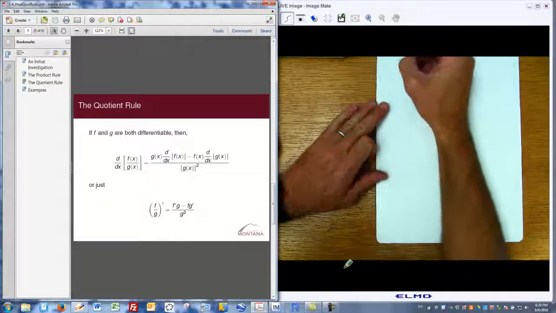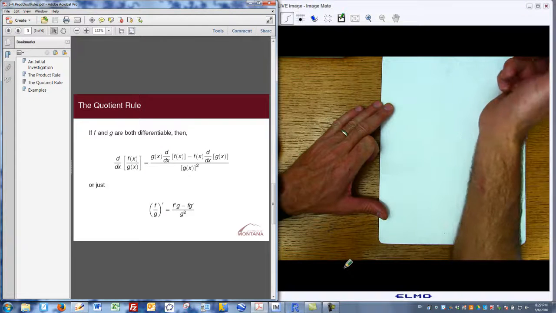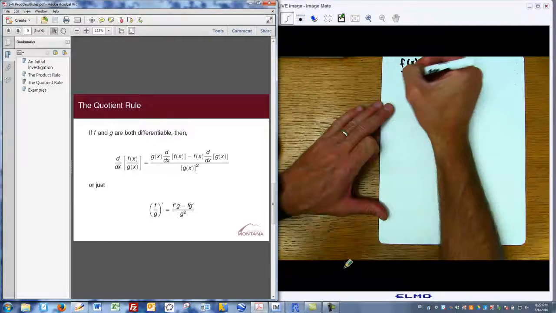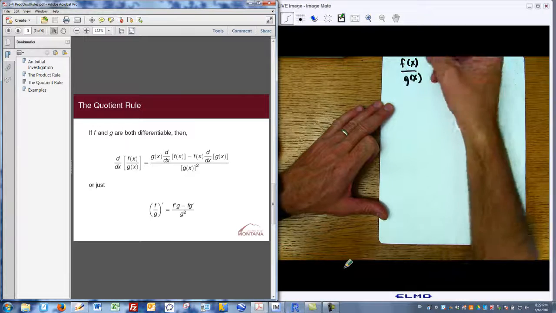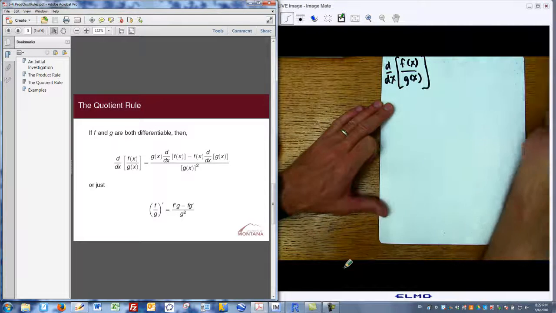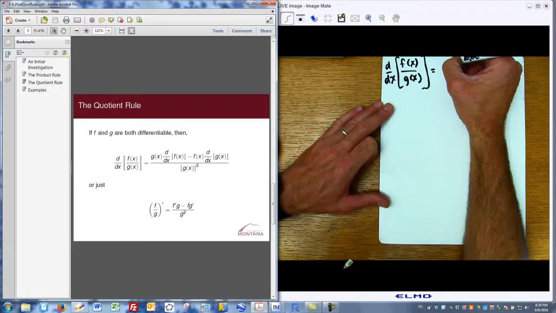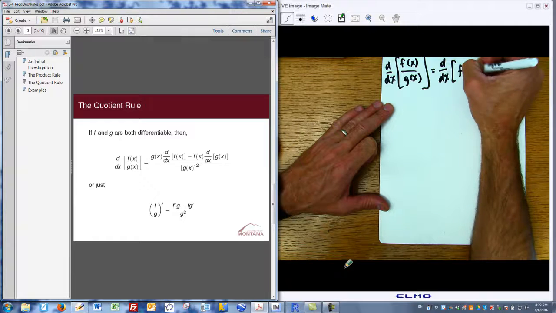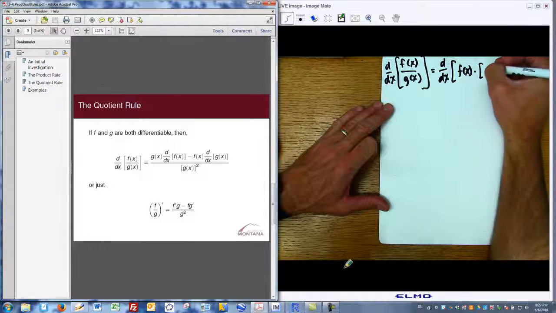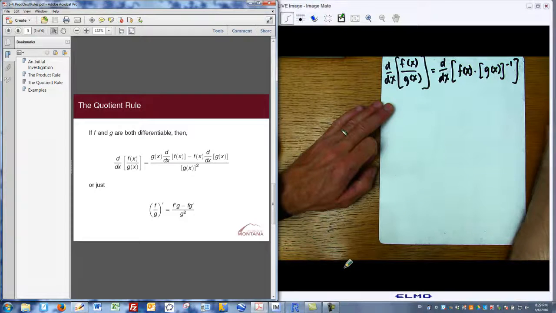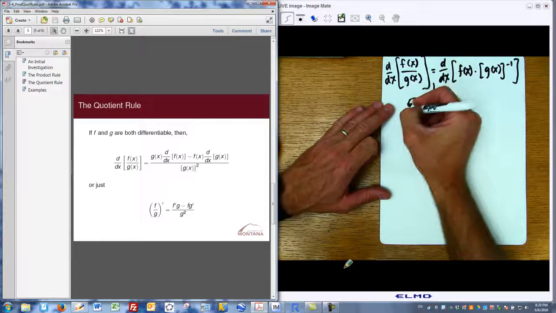So one way we could think of this is we could think of the two functions as f of x all over g of x. If we want to think of this as d by dx of this whole thing, we could argue, well, this is really just a product. It's d by dx of f of x times g of x raised to the negative 1. And that's a product, right? We have a function times another function, so we can apply the product rule. So I'll go down here.